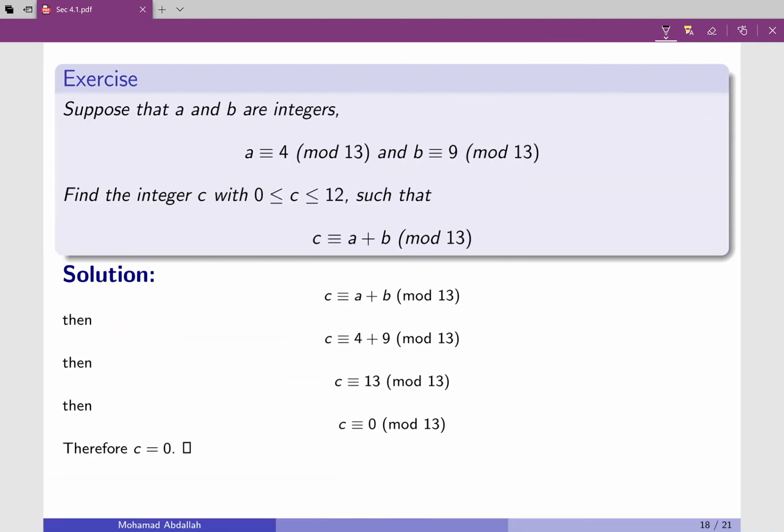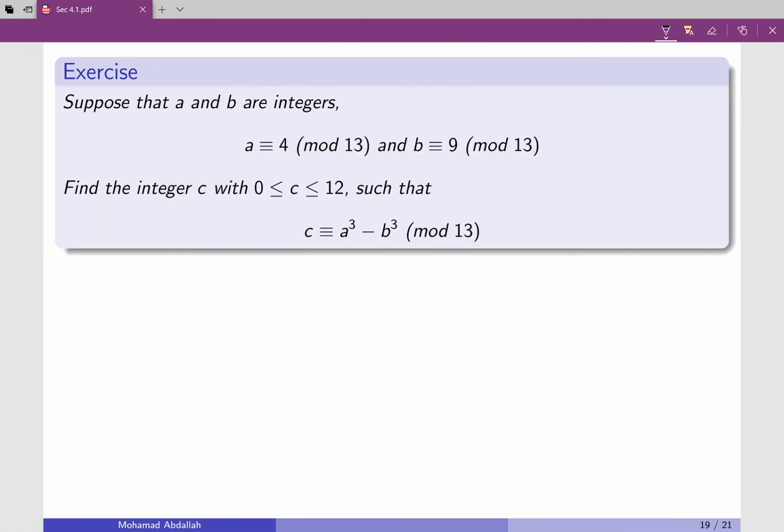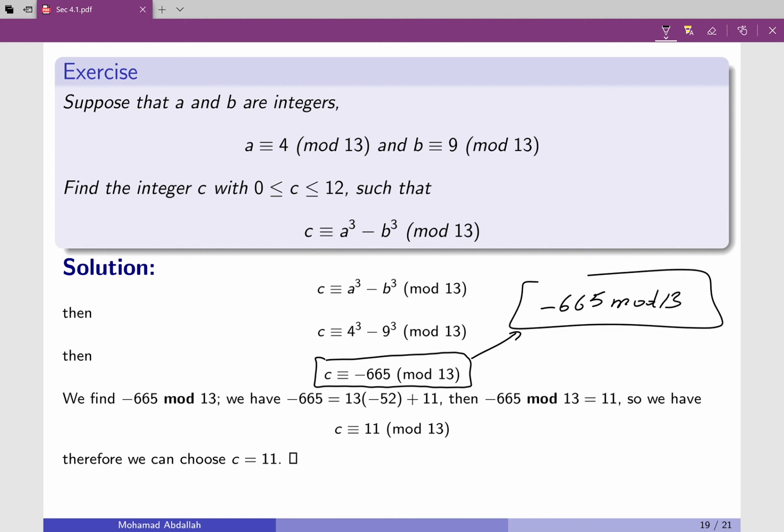So this is the one that we just did, and then we made a variation for that one. It's a very similar question you should be able to try, and here's its solution. You can try it by the method that you prefer. Here I'm doing it in a different way, actually using method 1. Once I end up with C congruent to this, then I was doing minus 665 mod 13, as you can see in the bottom. And I found this, and that's equal to 11.